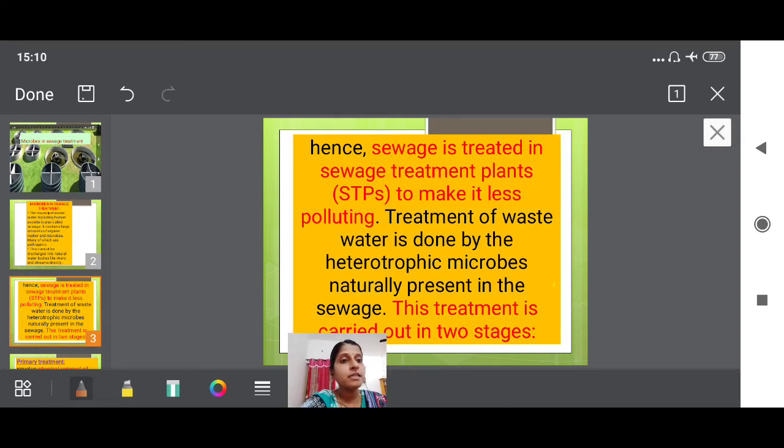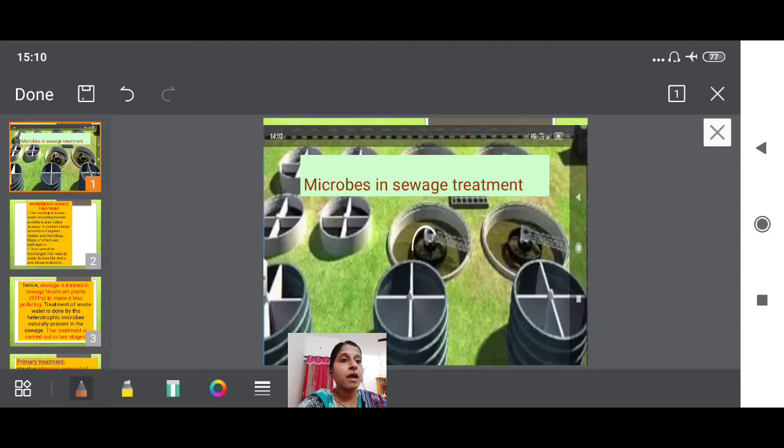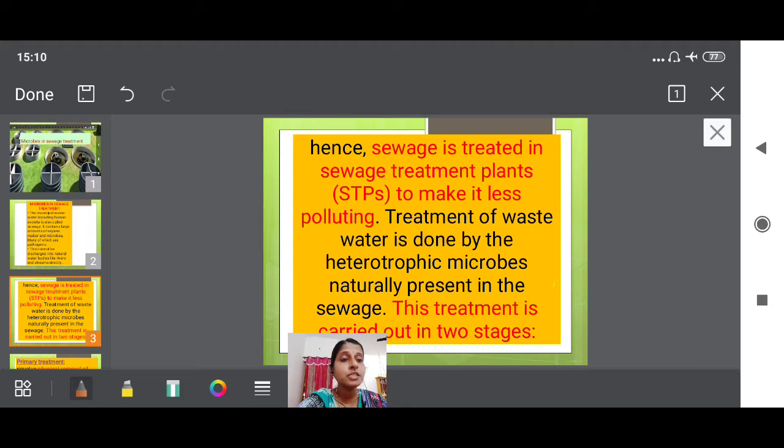So the sewage is treated in plants called sewage treatment plants. Near the water bodies, like near the rivers and the sea, they are constructing this setup. This plant means sewage treatment plants, STPs, as we usually call them. STPs are constructed, and what is the function of this? They treat the sewage before it is disposed into the water bodies.